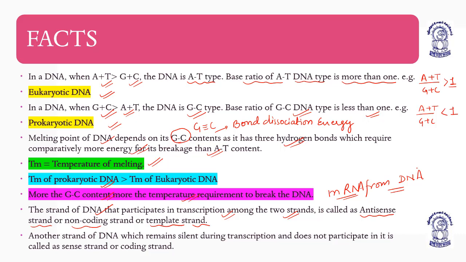Okay, so transcription is the process of converting DNA into messenger RNA, and out of two strands, the one strand which is responsible for the formation of messenger RNA, which will act as a template so that the complementary base pairing can happen, that strand is known as what? Antisense or non-coding strand. Another strand of the DNA which remains silent during transcription and does not participate in it is known as what? Sense strand or coding strand. Okay. So the antisense or non-coding strand is the strand which will help to make the template, and the other strand of the DNA which remains silent during transcription and does not participate is known as what? Sense strand or coding strand.